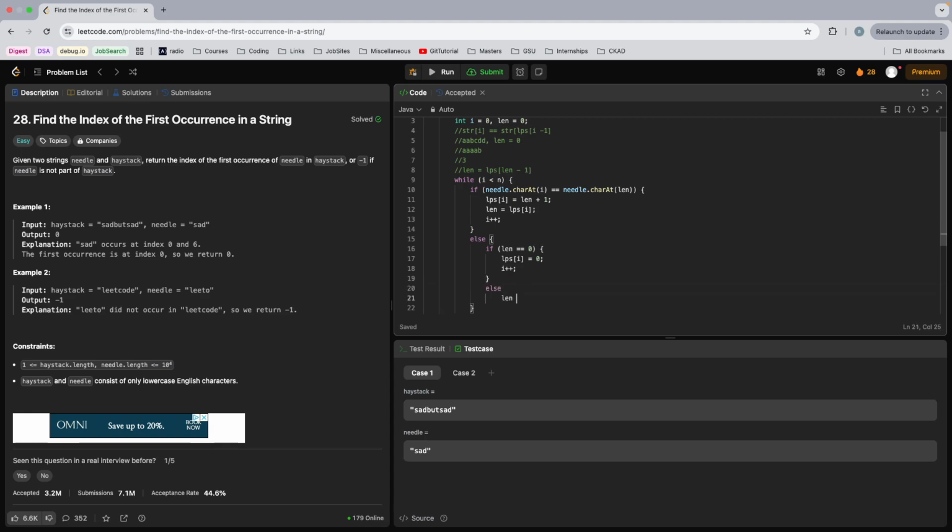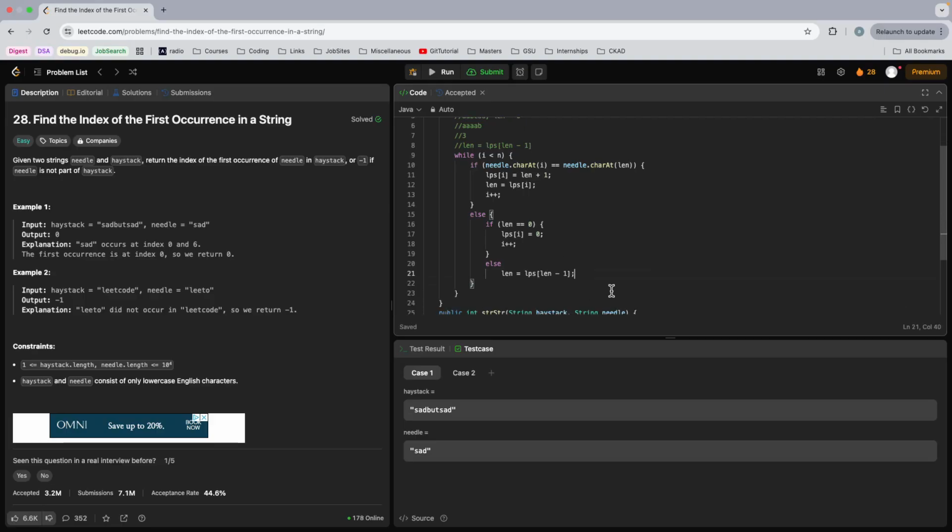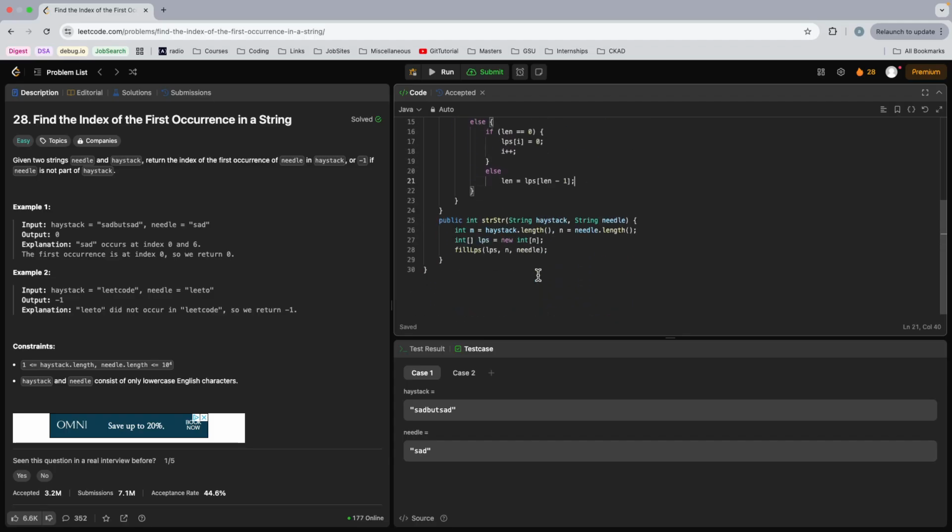Else, len changes to LPS of len minus 1. So this is our entire LPS-filling part. We can check it for the time being. I'll just return some random value.